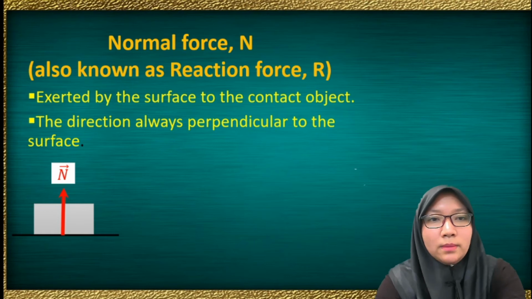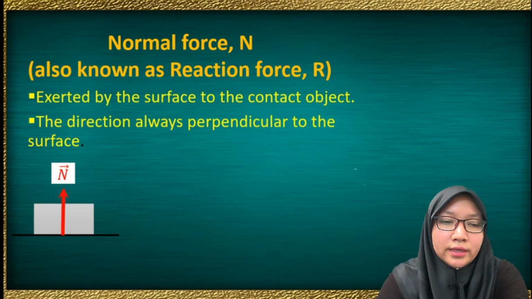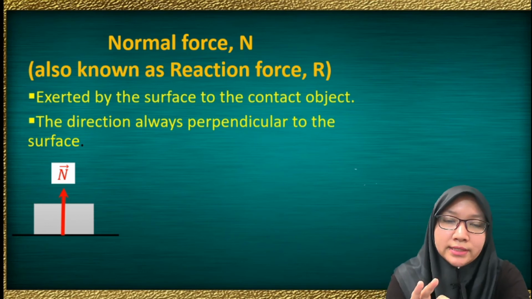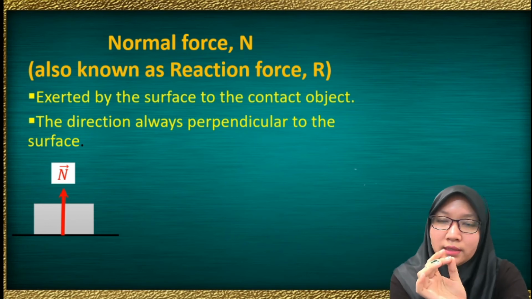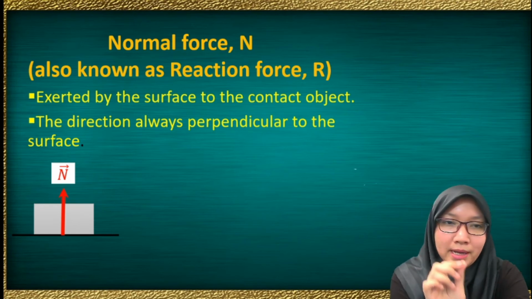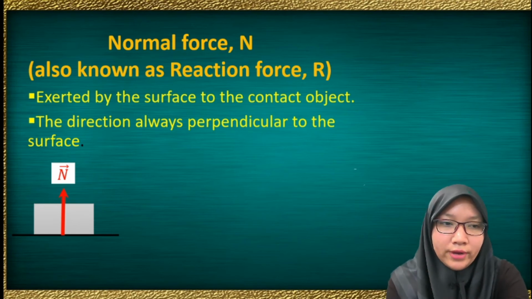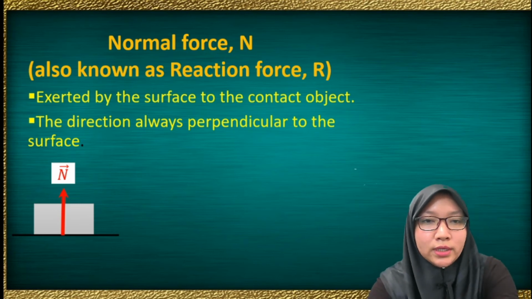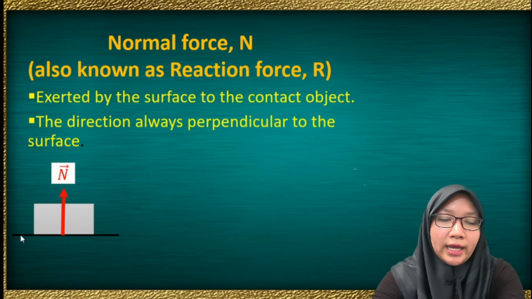The third one is the normal force, also known as a reaction force in other books or another reference. Okay, the force is exerted by the surface to the contact object. So if you have a surface and you have the object touching each other, there must be a normal or reaction. The direction always perpendicular to the surface. For example, I have a horizontal surface, 90 degree to the surface is upward. So this is my N drawing.